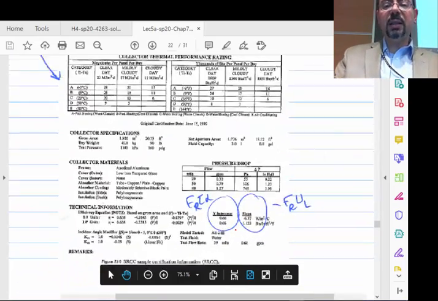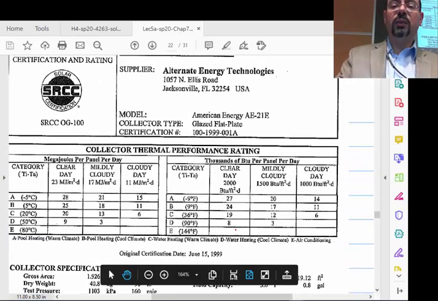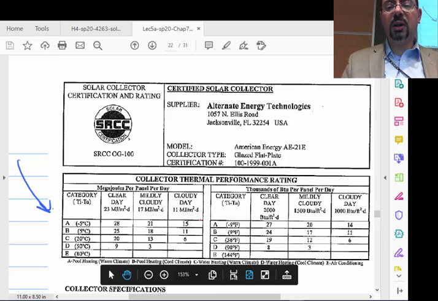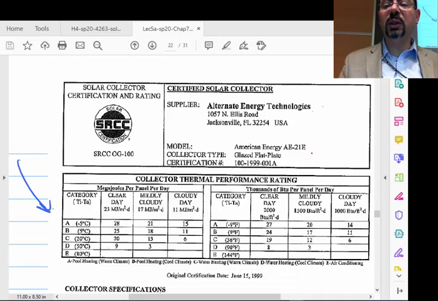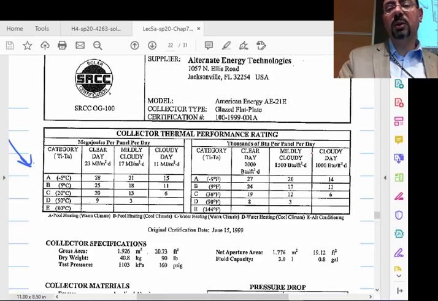So this is a typical data sheet you will get for different collectors. Okay, so this is the supplier, this is the company, and this is the model AE-21E. Okay, I'm going to give you another one for the homework. Just look at different numbers.